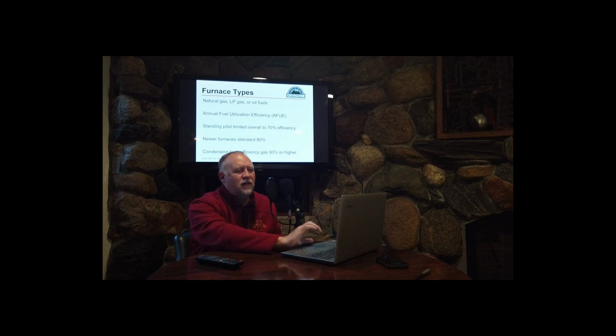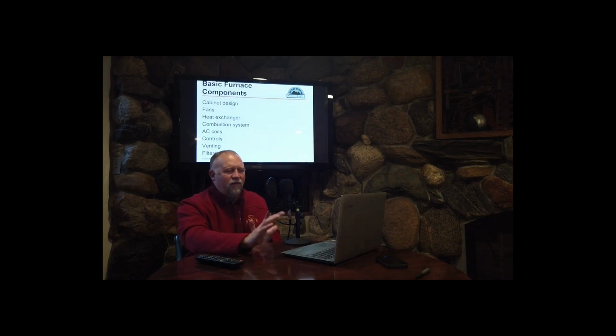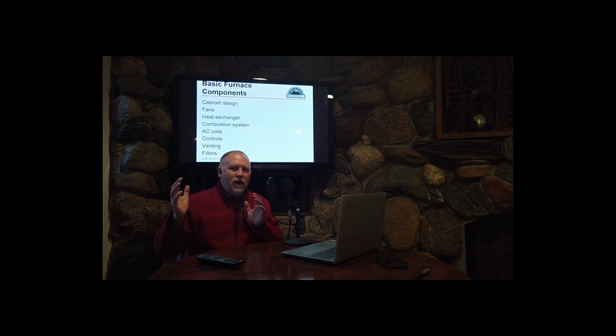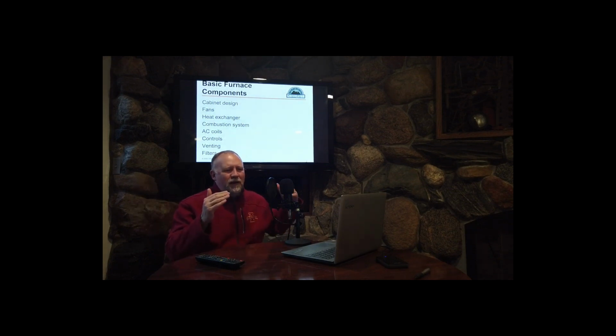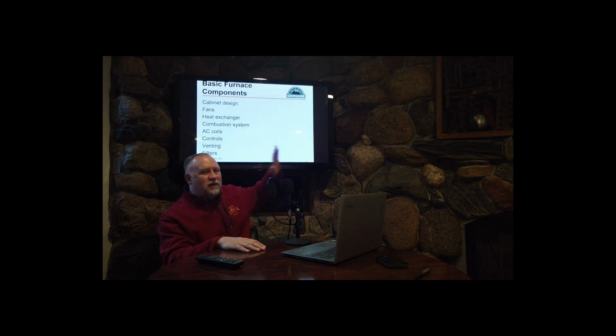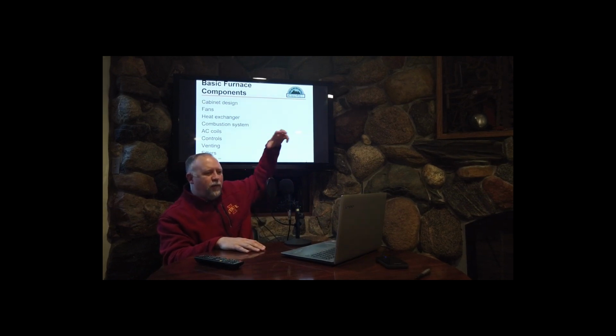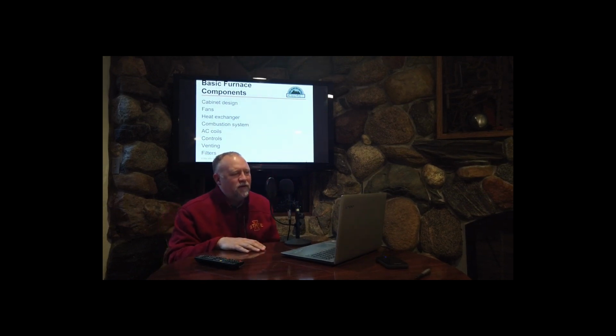All right, so let's come back to those exhaust stacks in just a second. Let's go to the basic parts of a furnace. High efficiency, low efficiency, they all have the same parts. We have a cabinet, we have fans, we have a heat exchanger, we have a combustion system, where I take that natural gas and combine it with some air so that I can set it on fire, and I have an igniter. The air conditioning coils we're going to talk about later. Usually air conditioning coils are an add-on. We're going to bolt those to the top of the furnace.